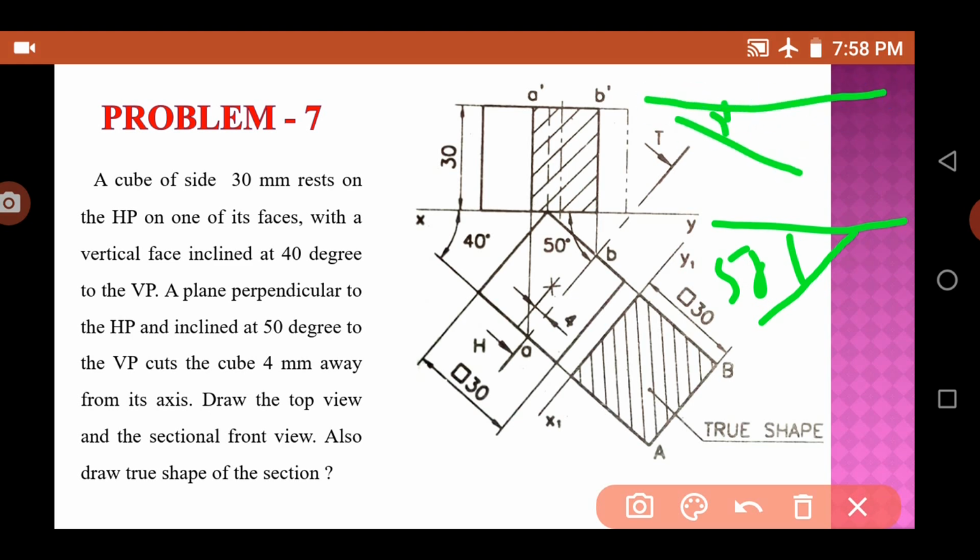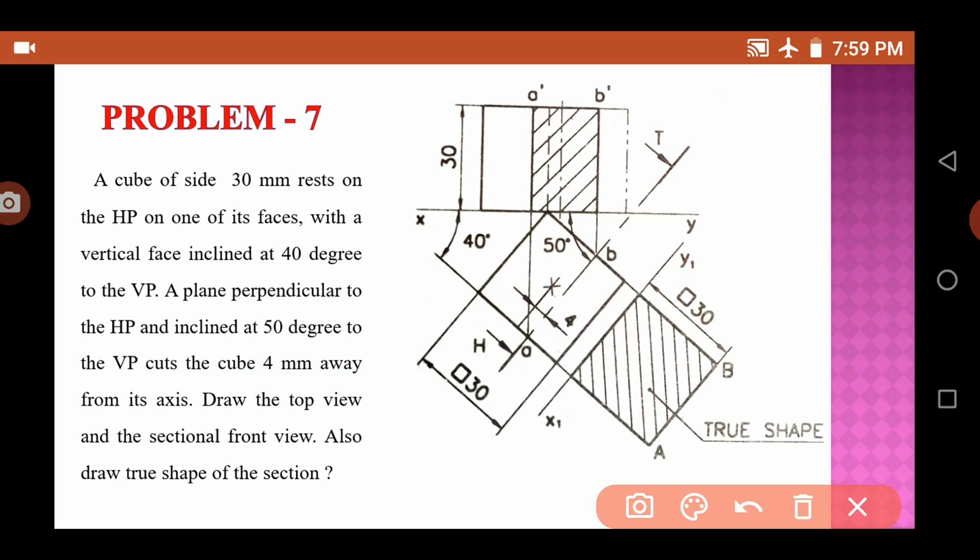Okay, 50, but it is clearly mentioned that here 4 mm it is away from the axis of the cube. 4 mm away from the axis, so the axis is this one, away means coming here actually. So it is 4 mm away, so you take 4 mm away and just draw the cutting line which has a 50-degree angle with the XY line. Okay, now you get the cutting line.